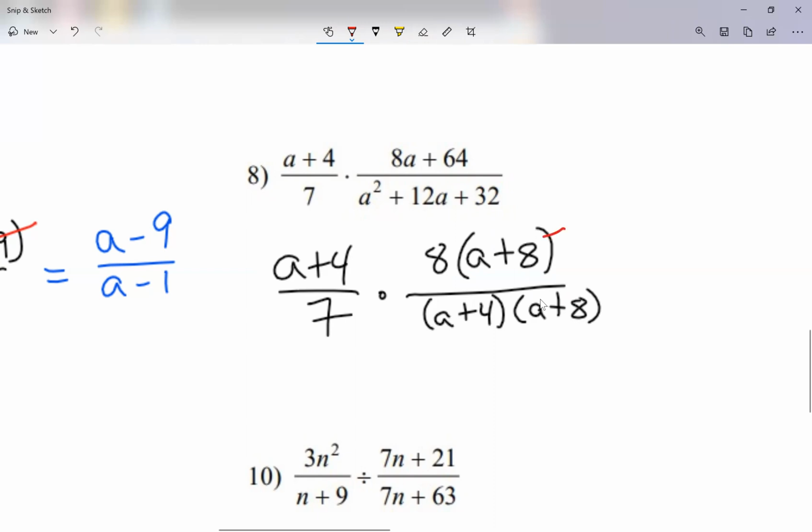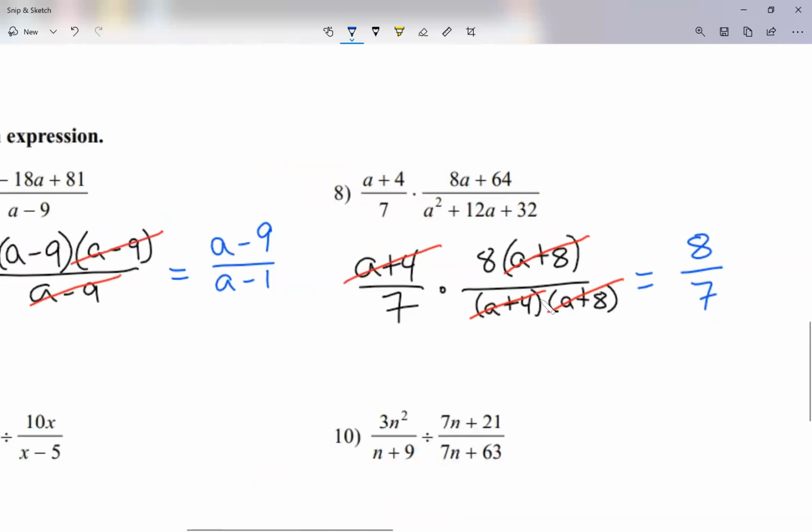So I see, for example, this a plus 8 with this a plus 8. They cancel out. It's from the same fraction, but one on the top, one at the bottom. And then this a plus 4 with this a plus 4. They are from different fractions, but that's okay, as long as I cancel something from the top and the bottom, identical. So my leftovers, let's see what I have left. I have an 8 over 7.